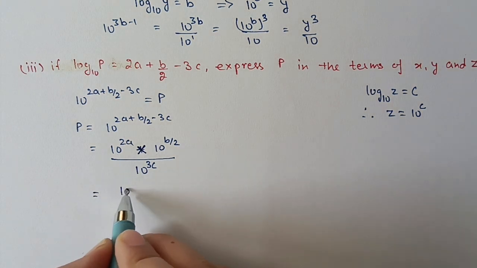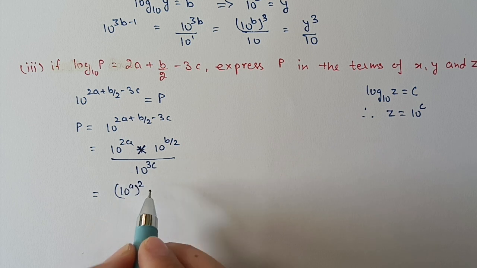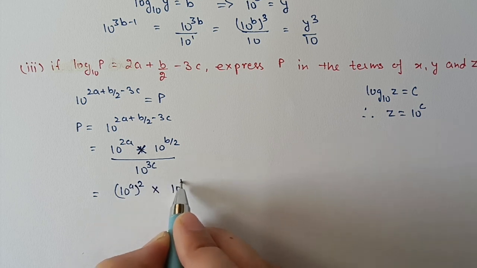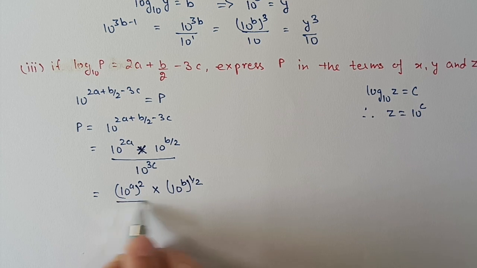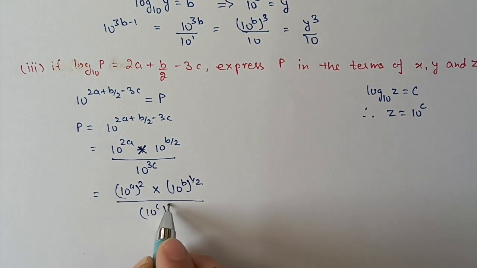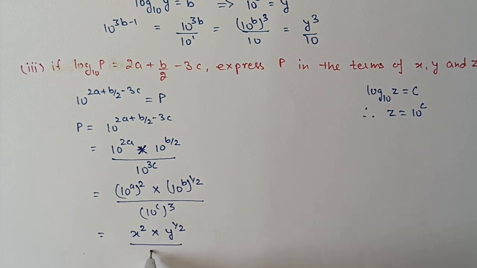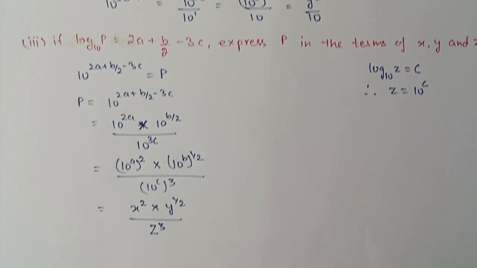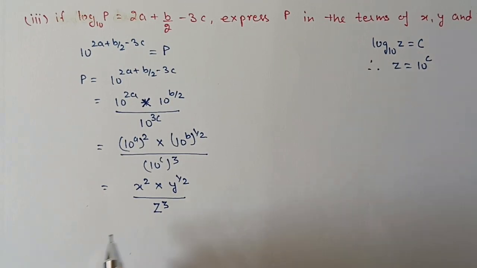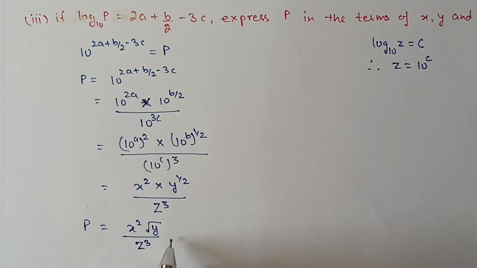Now 10 to the power a whole square, 2 we can write outside, 10 to the power b power 1 by 2, 10 to the power c power 3. 10 to the power a is equal to x, so this is x square. 10 to the power b is equal to y, so y to the power 1 by 2, and this is z to the power 3. So we got p is equal to x square times square root of y upon z cube.